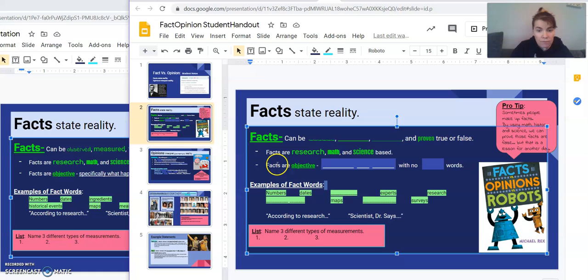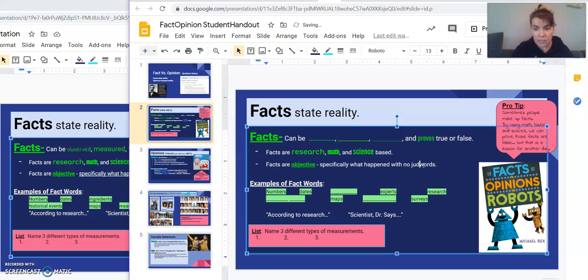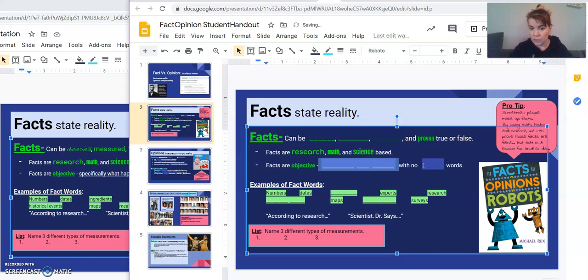So in here, facts are objective, which means you're going to fill those in. Specifically, what happened with no, click on that, judgment. No judgment words. Okay, I'm going to undo that for the next group.